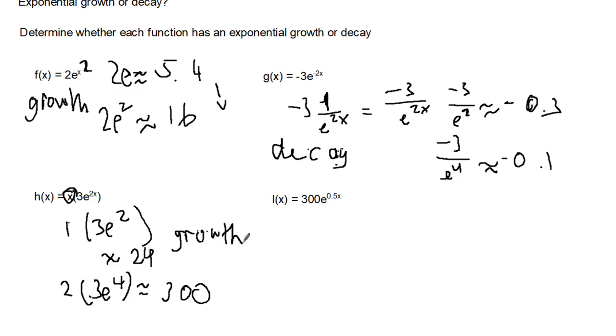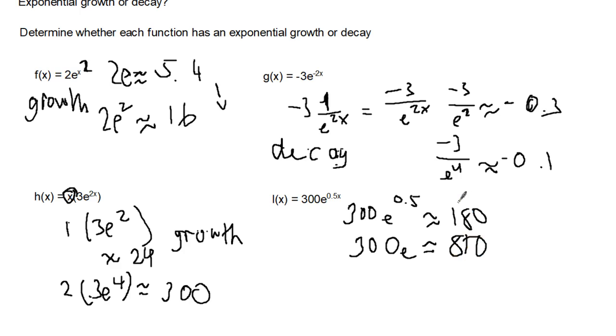Next, 300e to the 0.5x. So e to the 0.5x is also known as square root of e, but we're not going to talk about that yet, because we are going to figure out if this is exponential growth or decay. So we can put 1 in there. 300 square root of e is roughly 180, right? 300e is roughly about 810. So there's a big increase, so it's exponential growth.